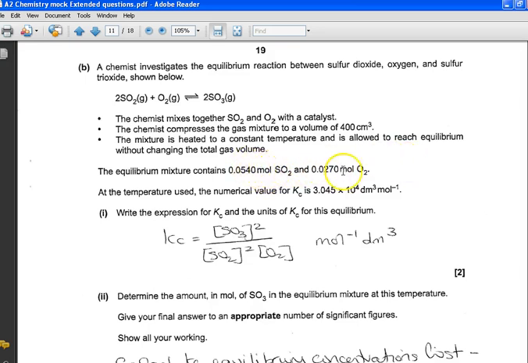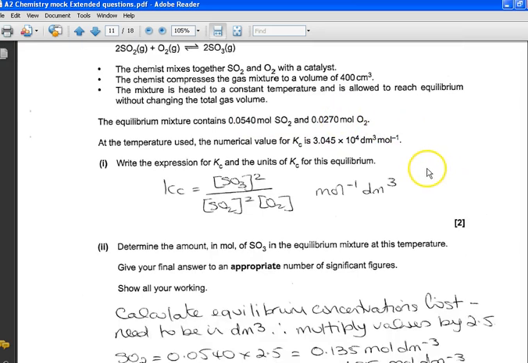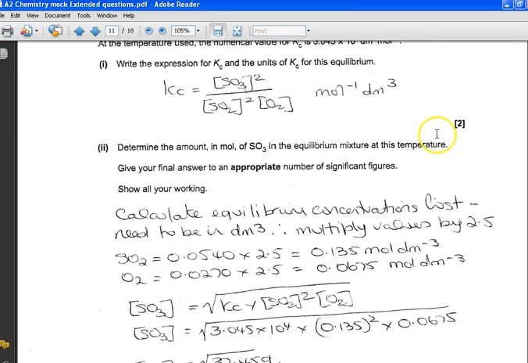So you need to bear that in mind. As soon as you read that, you should be thinking, right, okay, I'm going to have to do some kind of conversion here. So you're asked to write the expression for Kc, which is straightforward, and you're asked to give the units. And of course, don't forget these square brackets mean concentration, which is why you will not be able to use these values as they are in the question.